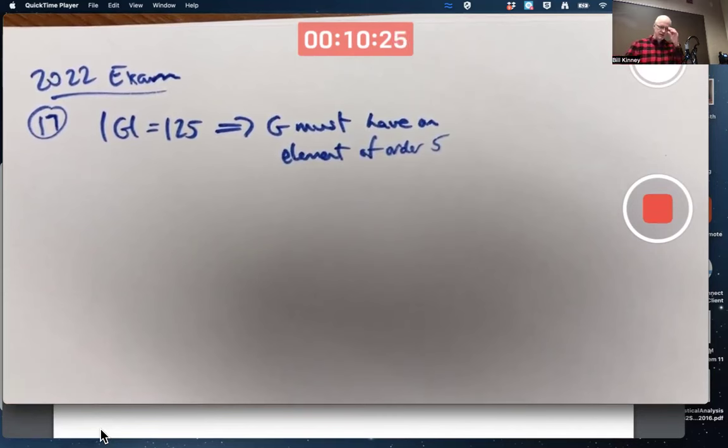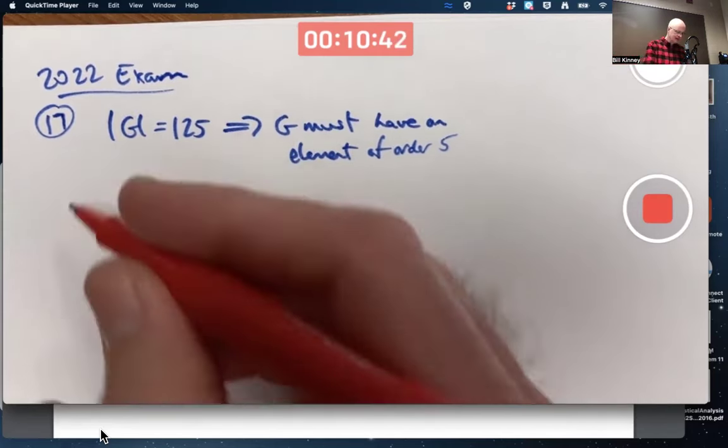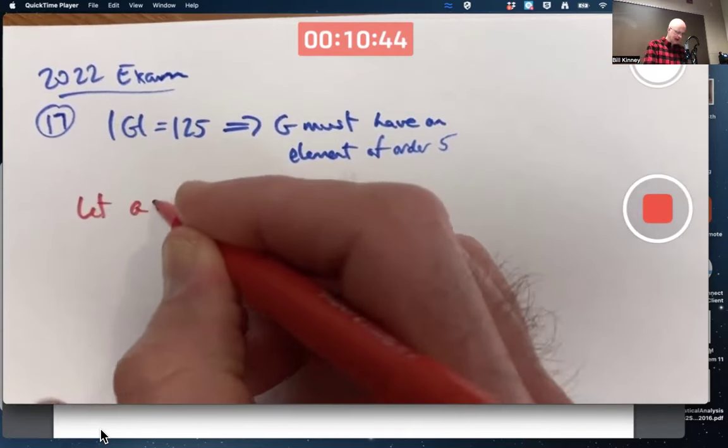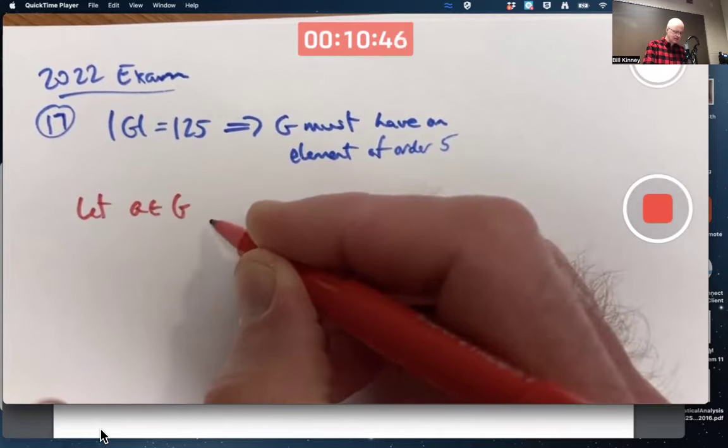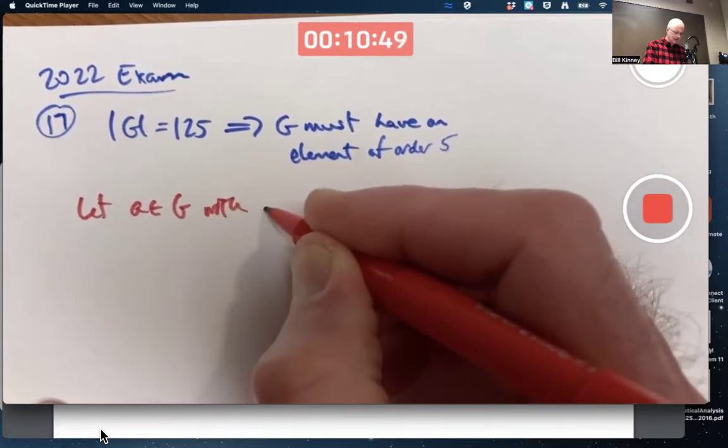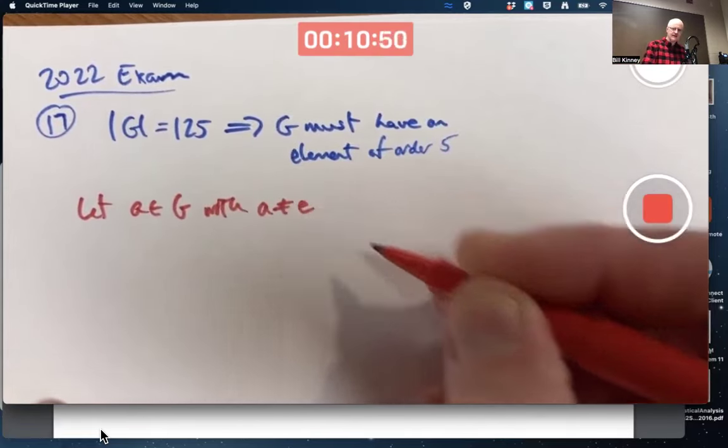Think about this problem. You could perhaps think in terms of cases. Well, first of all, let A be in G, with A not the identity, say.